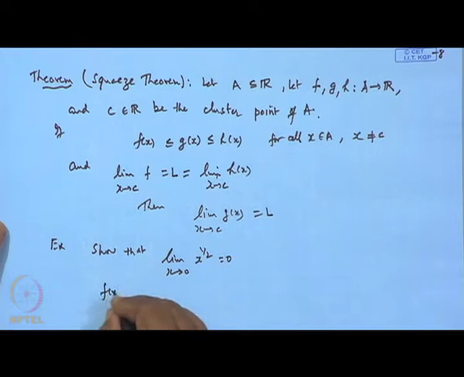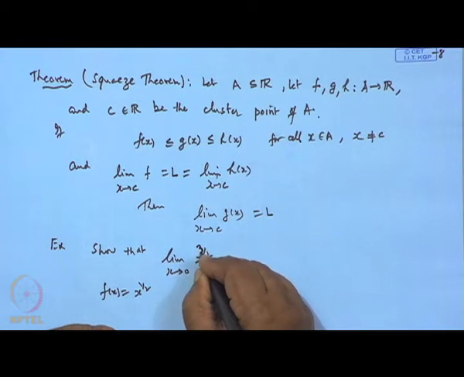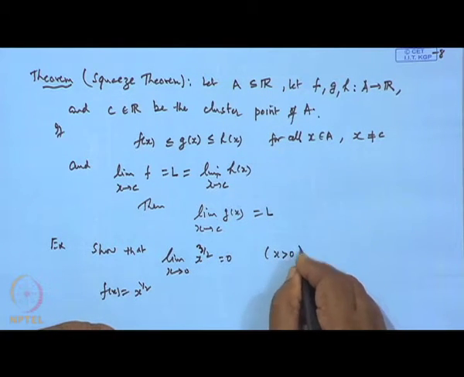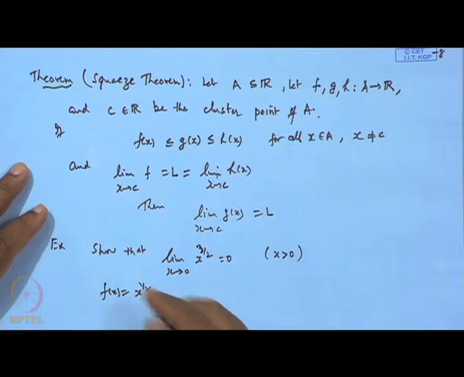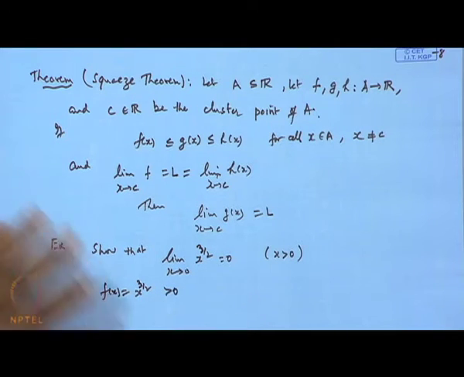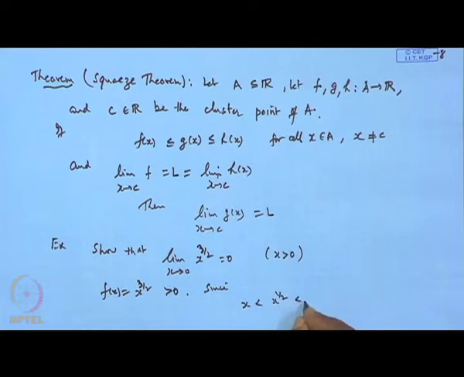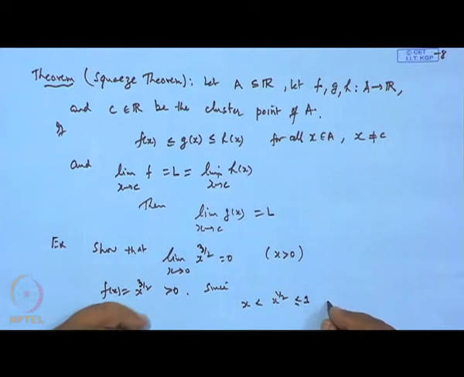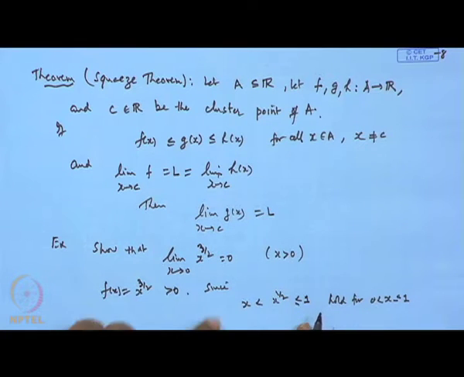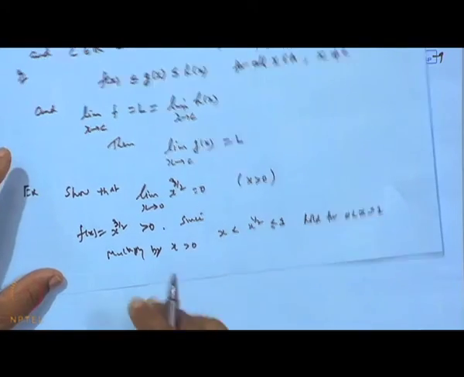So, suppose f(x) is basically x to the power 3 by 2, for all x greater than 0, so that this is positive throughout. Now, we have x is less than x raised to the power half, which is less than or at the most equal to 1, for 0 less than x less than or equal to 1. This result is true. So, if I further multiply by x, because x is positive, it will not reverse the inequality.